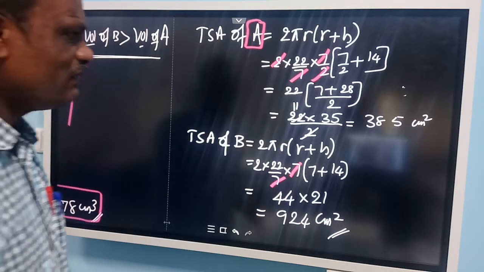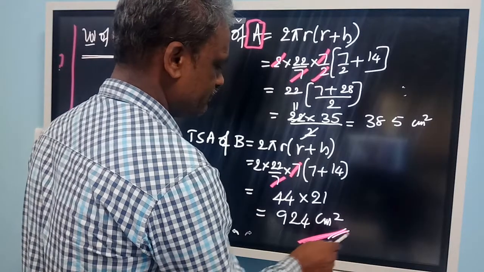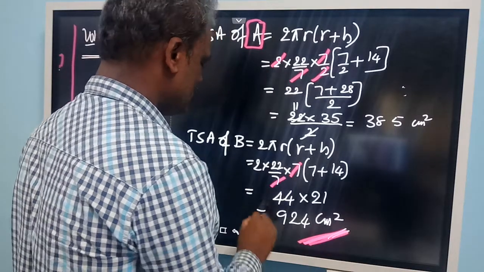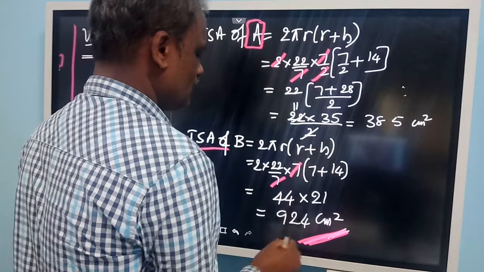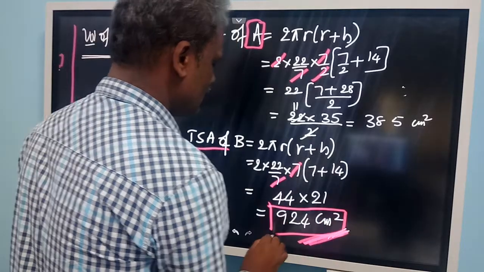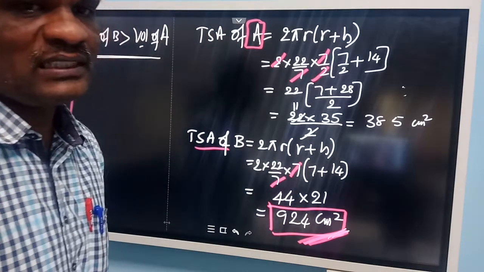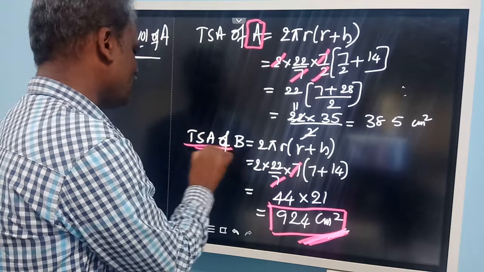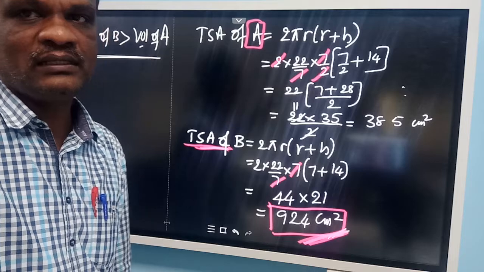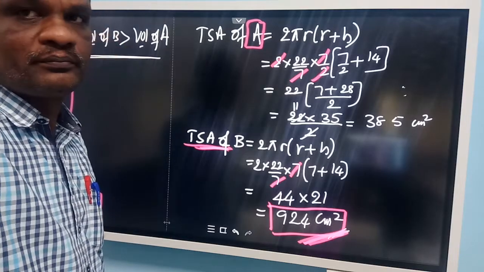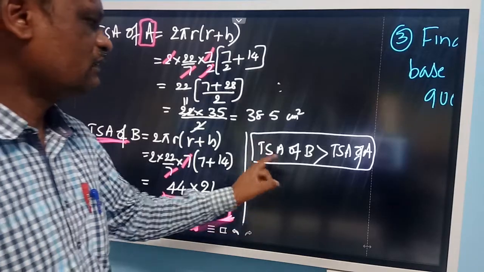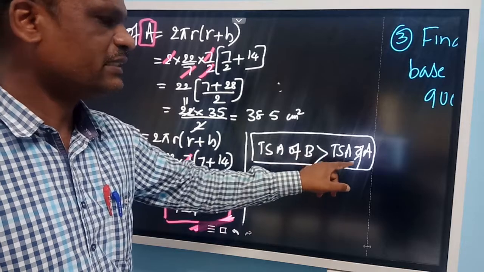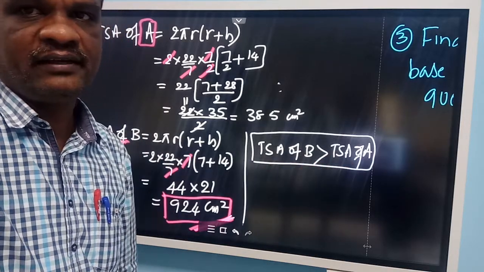The second one is having a greater surface area, isn't it? Cylinder B is having greater volume as well as greater surface area. So the cylinder B has got a greater surface area. Okay, that is the conclusion. Note like this: total surface area of cylinder B is greater than the total surface area of cylinder A.